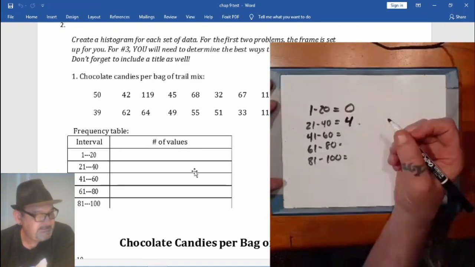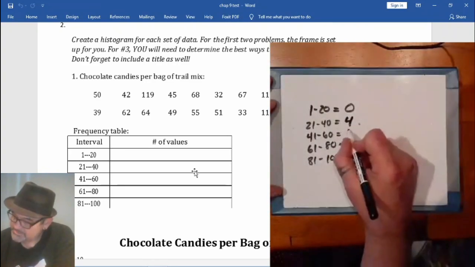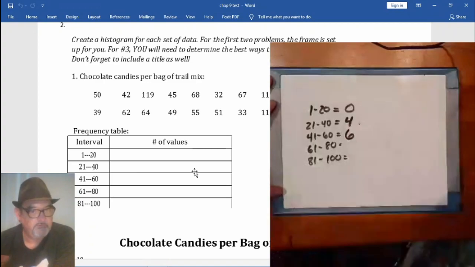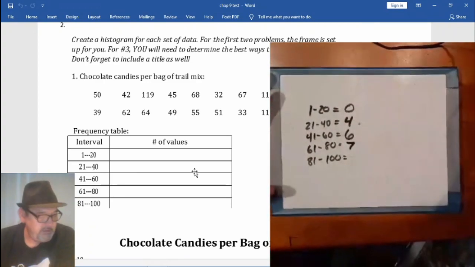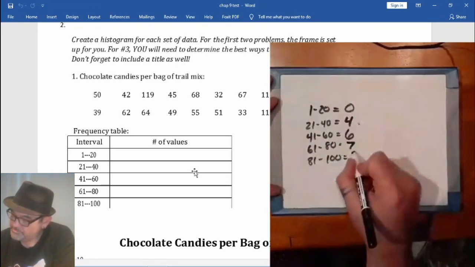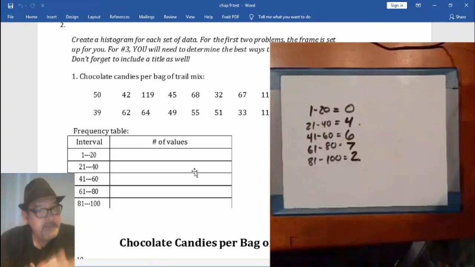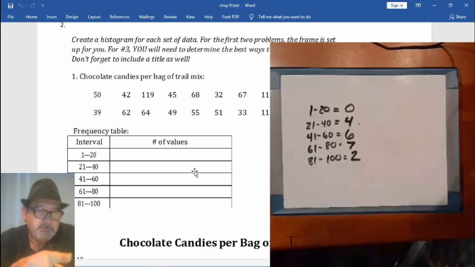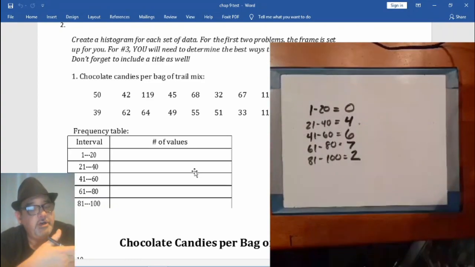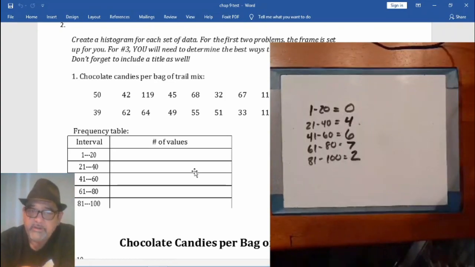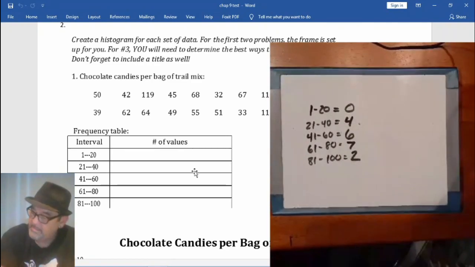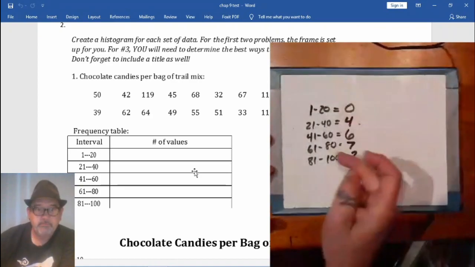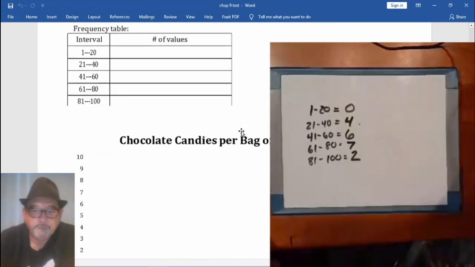Then we go to 41 to 60, and we see that there were 6 of those. Between 61 and 80, there were 7. And between 81 and 100, there were 2. Now, we have some numbers left over. There's 1, 2, 3 numbers that are over 100. But look, they're not asking us for anything over 100. They just stop at 81 to 100. That's their last interval, so there is nothing above 100. Okay? So this is what the table would look like for number of values.